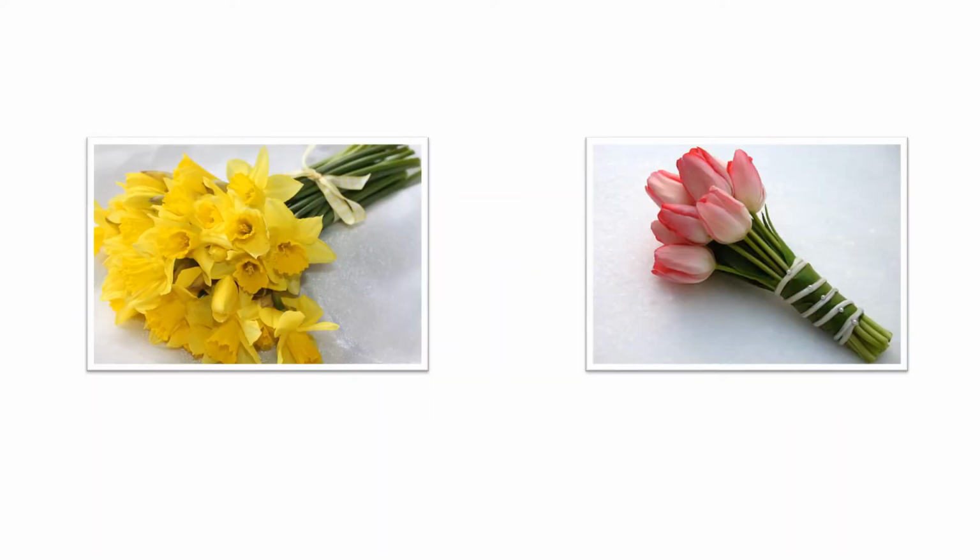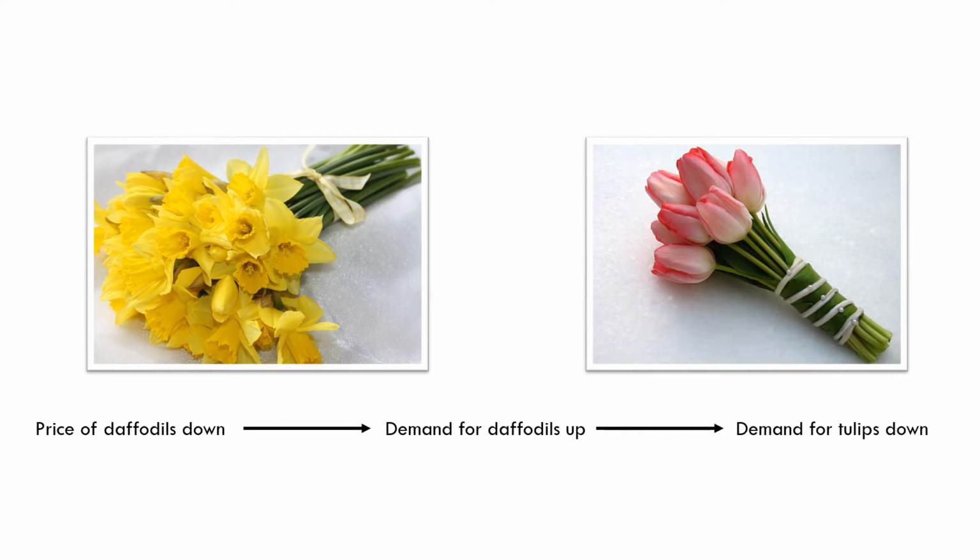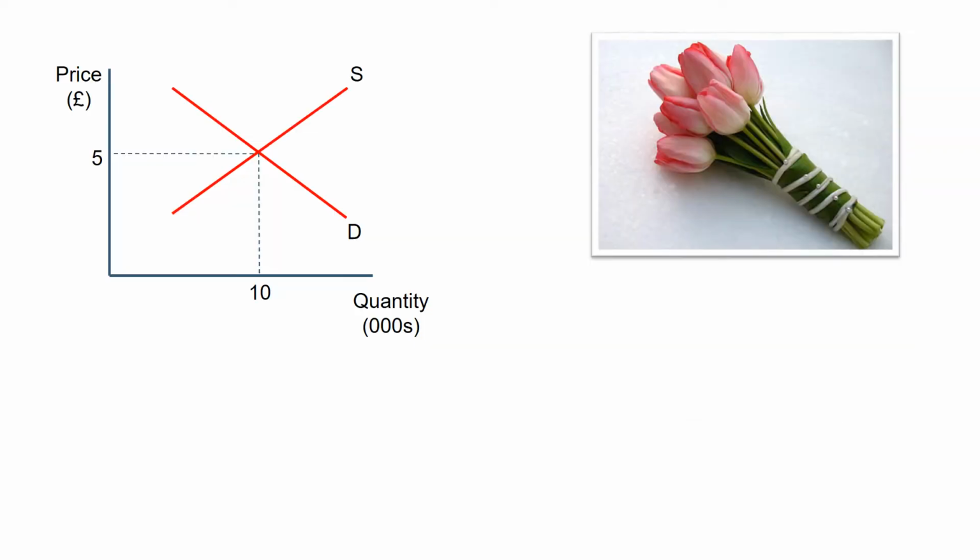So let's have a look again at our tulip example. We're going to imagine now that in the run-up to Mother's Day, the price of daffodils falls. And if the price of daffodils falls, the demand for daffodils is going to go up, which means the demand for tulips, or other types of flower, is going to go down. So what impact might this have on the tulip market? Well, if the demand for tulips goes down because people are buying daffodils instead, we're going to see a shift left in our demand curve.